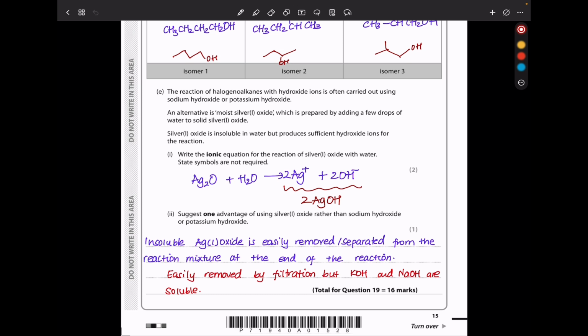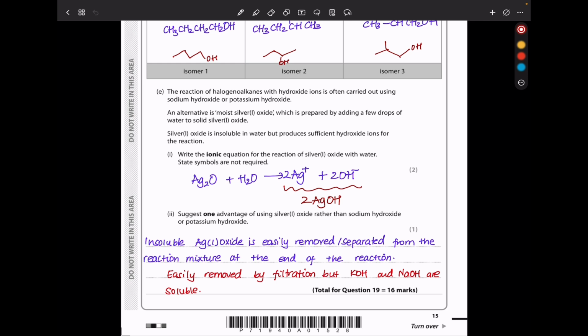Next they say suggest one advantage of using silver(I) oxide rather than sodium hydroxide or potassium hydroxide. So remember from this question they told us silver(I) oxide is insoluble, so we can just separate it out by filtration. Yet if we had used sodium hydroxide or potassium hydroxide, those are soluble and it will be harder for them to be removed.